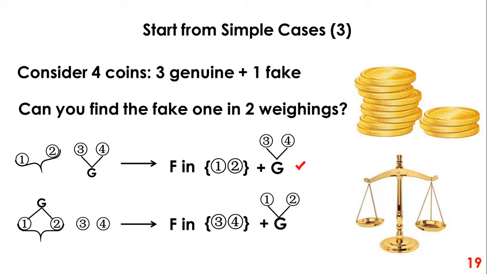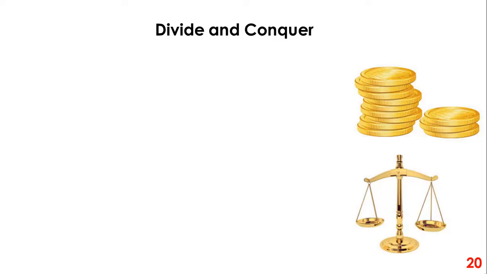With a good reference coin from coin 1 or 2, we can solve it. So for the 4-coin problem, we can easily solve it. Now we have solved those 3 basic cases: the 2-coin, 3-coin, and 4-coin problems. Next, we are ready to solve the 12-coin problem.